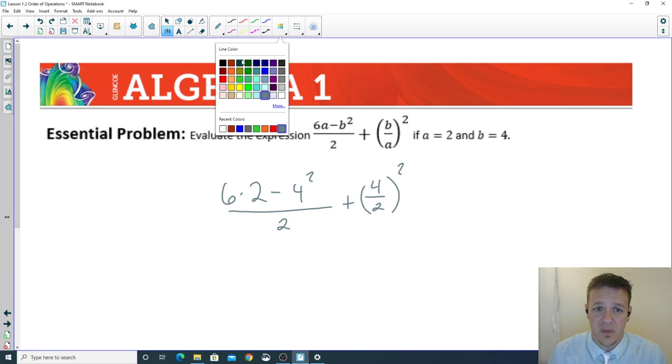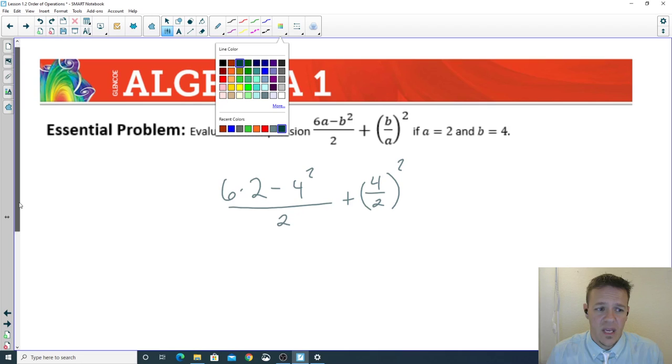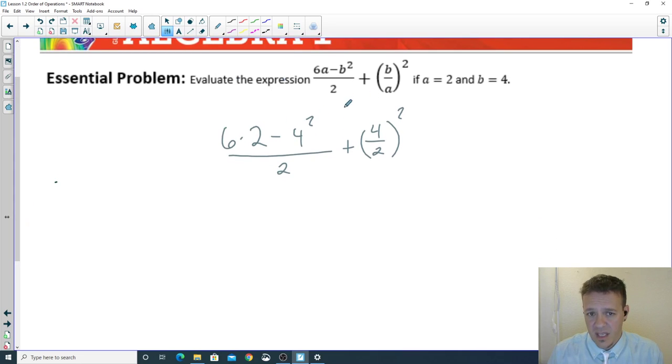Well, take it one step at a time. Work on the left first, right? So let's work over here. So we have multiplication, exponents, all that good stuff, right? So we'll multiply this out, 12 minus, because that would be 4 squared, which is going to be 16, and that's divided by 2. So this side is going to be negative 4 divided by 2, or negative 2, right?